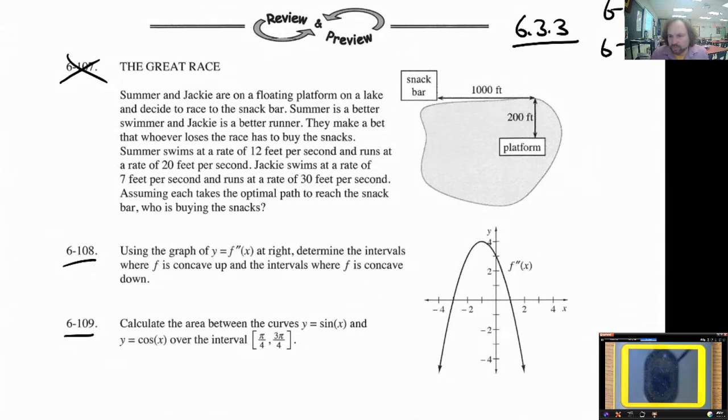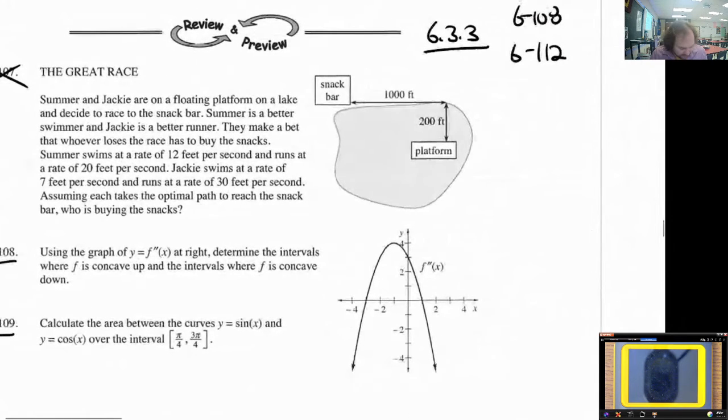Here is 6.3.3, and we are not going to be doing 107, but we're going to be doing everything else. 108 through 112, this is going to be a pretty straightforward assignment. So I think you're going to be just fine.